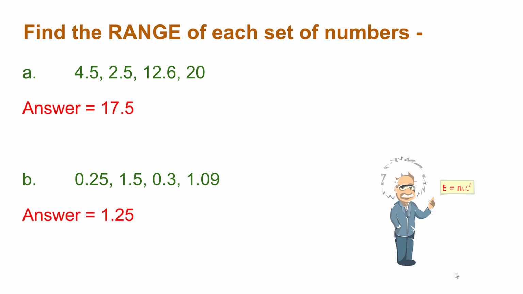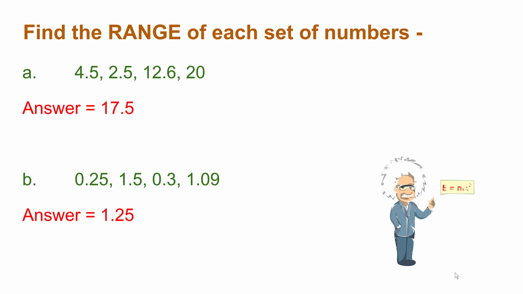Range is very simple. Again, it's similar to median where you have to put the numbers in order from least to greatest, and you need to subtract the least number from the greatest number. So 20 minus 2.5 equals 17.5. So put them in order and then subtract.